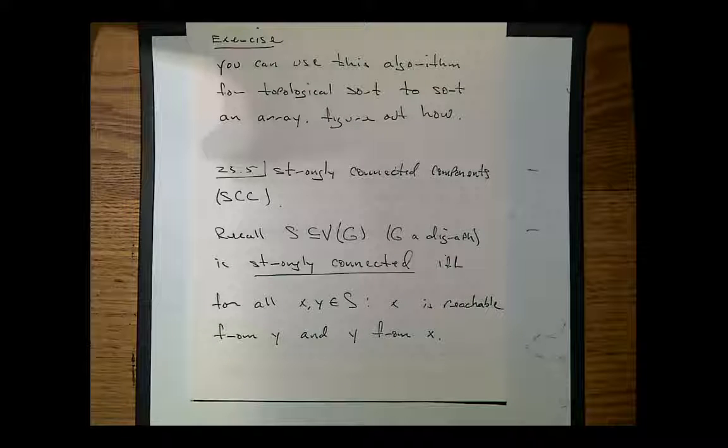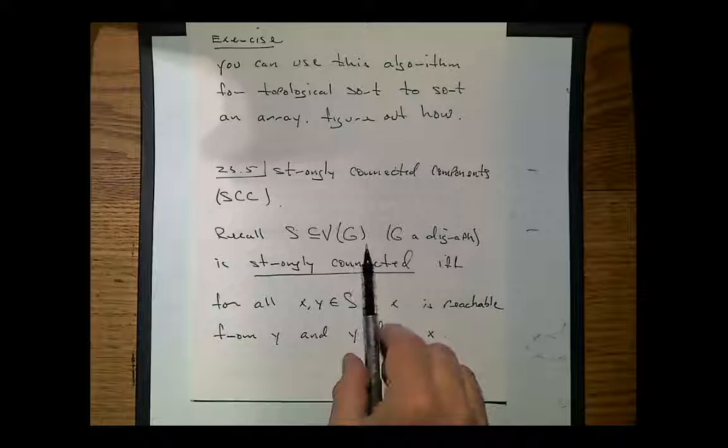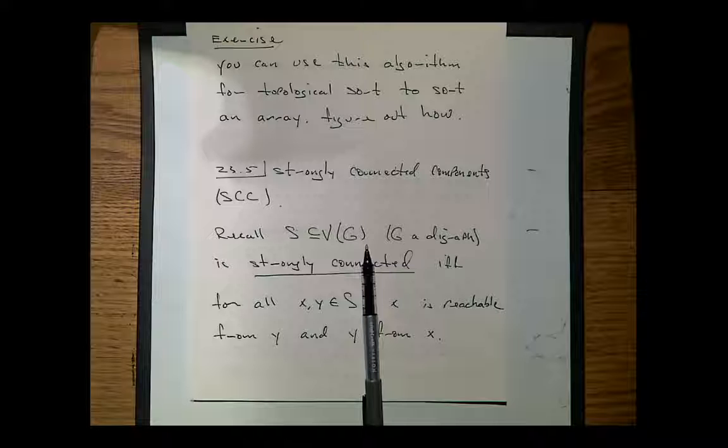Notice that every singleton subset of the vertex set is strongly connected, right? Because if your subset of the vertex set consists of just one vertex, then within that small set, you can get from anywhere to anywhere. How? What path? The trivial path, right? Don't forget the trivial path.